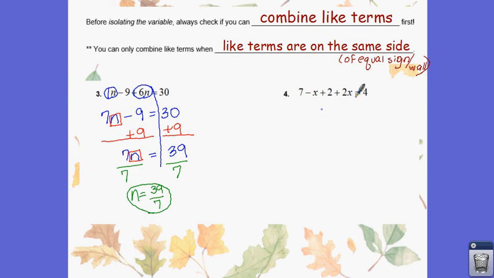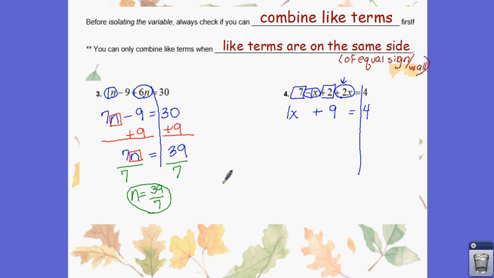Let's try one more together. This one looks a little bit more complicated, but in reality, it's the same. I have this negative x and a positive 2x. Different signs subtract, so negative 1 and 2. If I have to subtract, I get 1. It's going to be a positive 1 because this term is larger. So we have 1x, and now we must combine 7 with 2 to get 9. So 1x plus 9 is equal to 4.